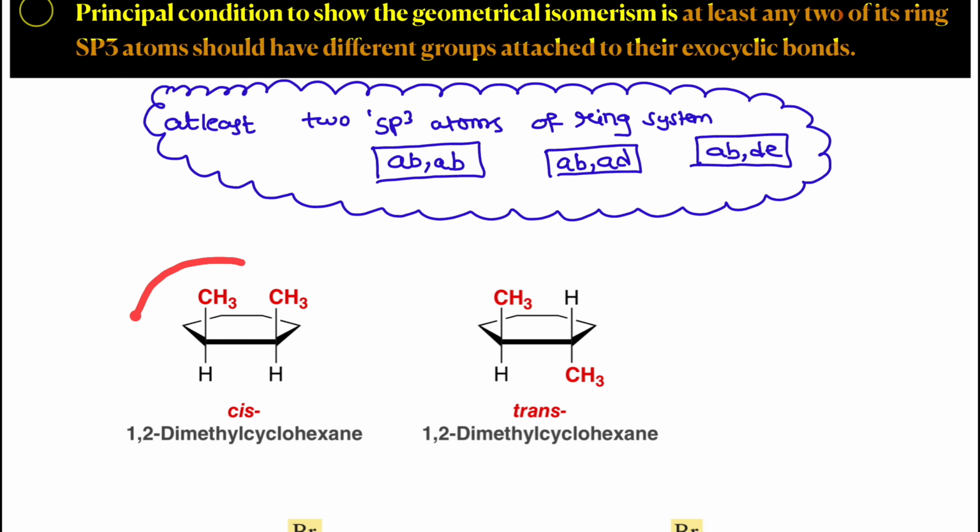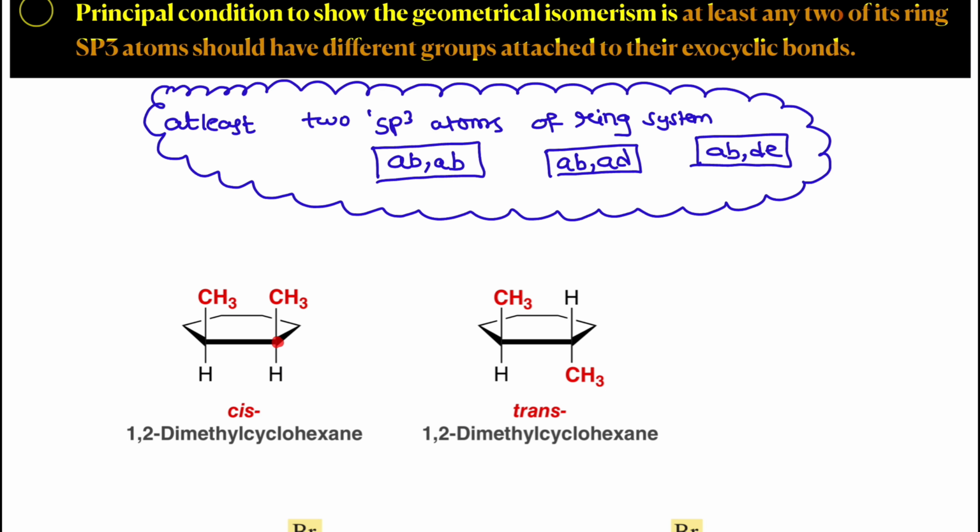If you see this particular example, this is a ring system, a cyclohexane derivative. This carbon is sp3 hybridized. This is also sp3 hybridized. You can see this bond is not the part of the ring system, it is an exocyclic bond. This is also an exocyclic bond. This carbon and this carbon, so two atoms, both of them are sp3. Here we have a methyl group, here we have hydrogen. These two groups are different. That condition is satisfied even at this center. You can see this is methyl and this is hydrogen.